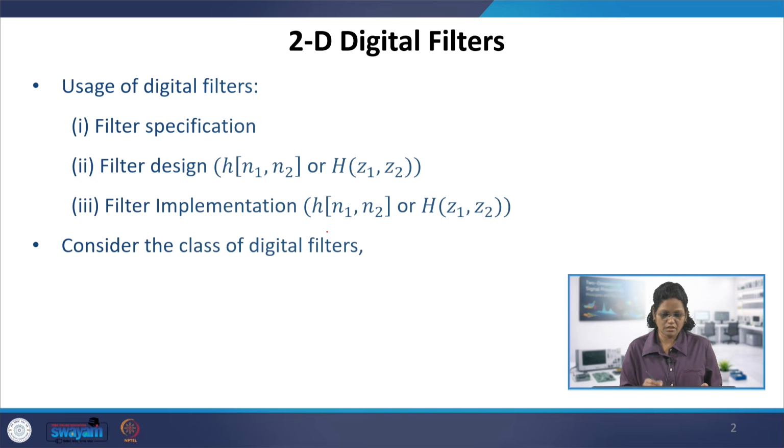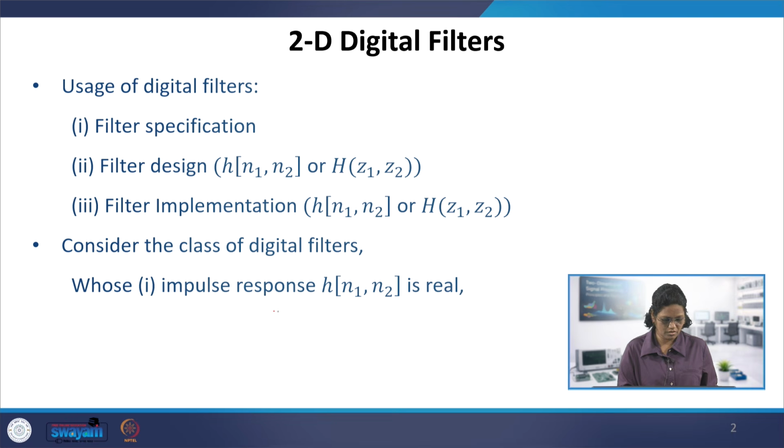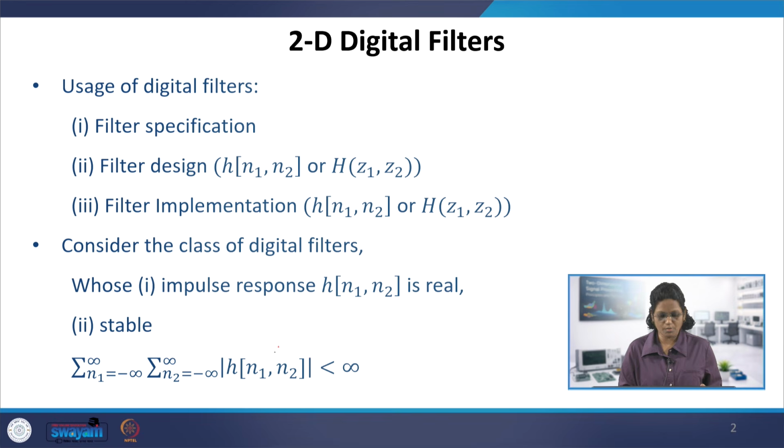In considering the class of digital filters, we take the impulse response h of n1, n2 to be real, because we want realizable ones in practice. And if it is real, then it also needs to be stable. The stable filter will have an absolutely summable impulse response. In 2D also this is valid. In the 1D case also, the impulse response h of n is absolutely summable, for the summation varying from n equals 0 to infinity or minus infinity to plus infinity. Here, for two dimensions, it is stable if the absolute value of h of n1, n2 summed from minus infinity to plus infinity over n1 and n2 is less than infinity.